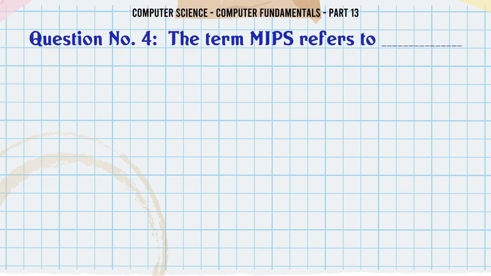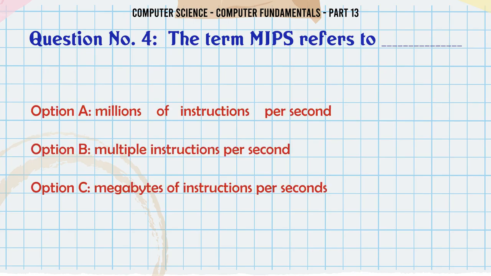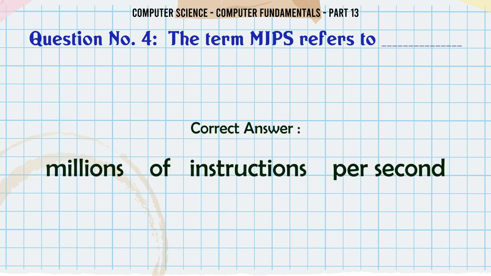The term MIPS refers to: A. Millions of instructions per second. B. Multiple instructions per second. C. Megabytes of instructions per second. D. Millions input processor set. The correct answer is Millions of instructions per second.